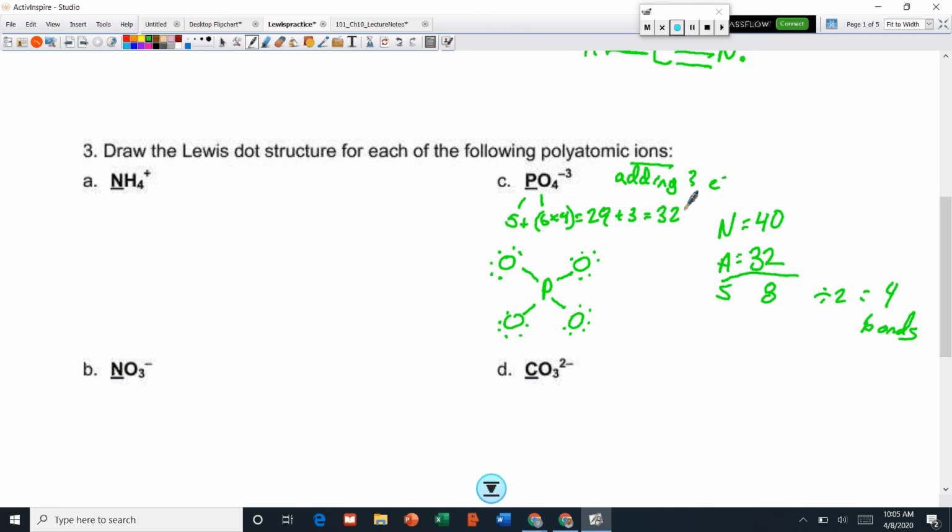Now, because this is a -3 charge, we need to account for that -3. So in the program, I believe if you have to do one of these in Chem 101, you're going to click on this central element and tell it that it has a charge of -3. If you were drawing one of these on paper, the way that we show this is we put brackets around it and put a -3 charge on the outside. All that's doing is telling us that we have 3 extra electrons.